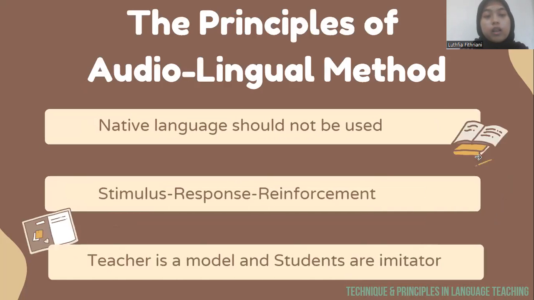There are some principles of the audio-lingual method. The first principle is that the native language should not be used. This principle is the same as the principle of the direct method. In the teaching and learning process, the students and the teacher are not allowed to use the native language. So they only focus on the target language.